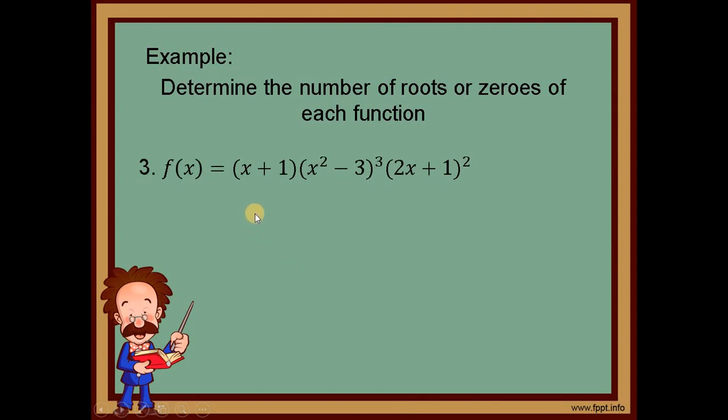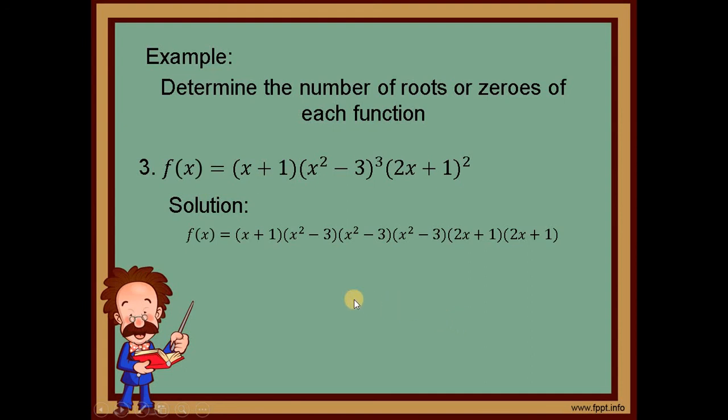Number 3, f of x equals to x plus 1 times x squared minus 3 cubed times 2x plus 1 raised to 2. So, we have the solution. So, una, pag nakita natin ng raised to 3, ibig sabihin, minultiply sa sarili ng 3 beses. Nakita natin ng raised to 2, minultiply yung 2x plus 1 ng 2 beses. So, pwede natin siyang i-expand muna like this.